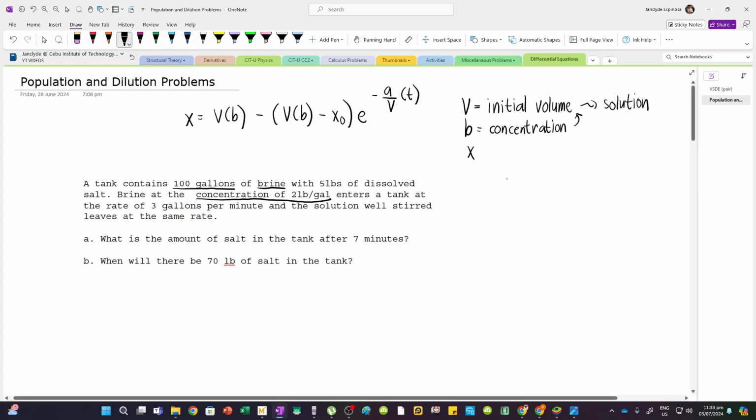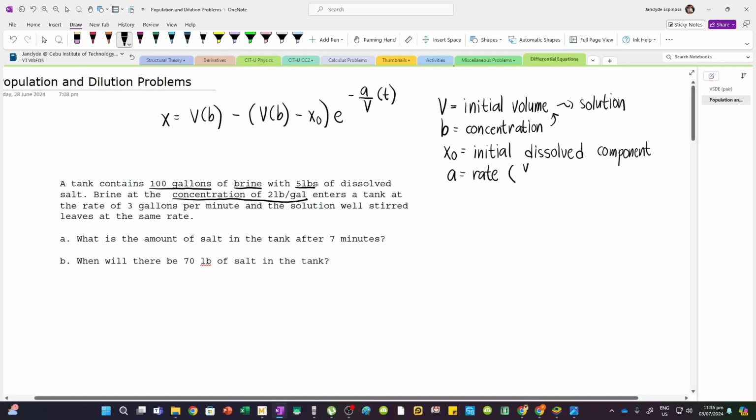And then, sir, what is X sub O? X sub O is the initial dissolved component. So, we have 5 pounds of dissolved salt. That's what we're gonna treat as X sub O. And then, E is just Euler's constant. And then, sir, what is A? A corresponds to the rate at which brine enters the tank. So, this is usually volume per minute, in gallons or any unit of volume. And then, the concentration is pounds per gallon. And then, this is in pounds only. And then, T is the time.